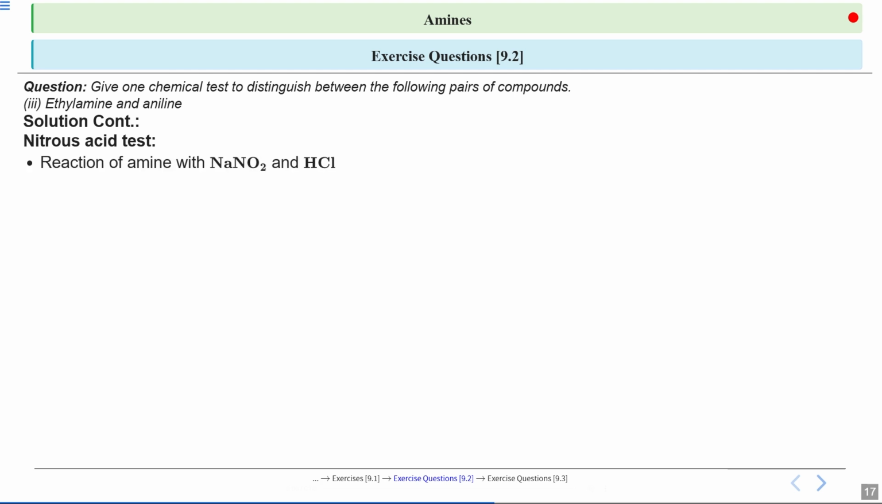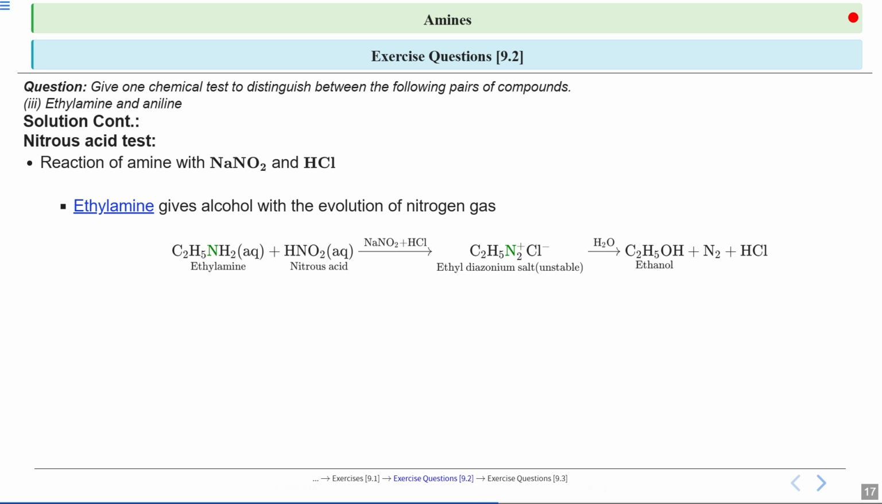This is the reaction of amine with NaNO2 and HCl. If you look at this reaction, ethylamine, when reacted with nitrous acid in the presence of NaNO2 plus HCl, gives ethyl diazonium salt, which is unstable. It further gives alcohol, N2 gas and HCl. So ethylamine gives an alcohol with the evolution of nitrogen gas.